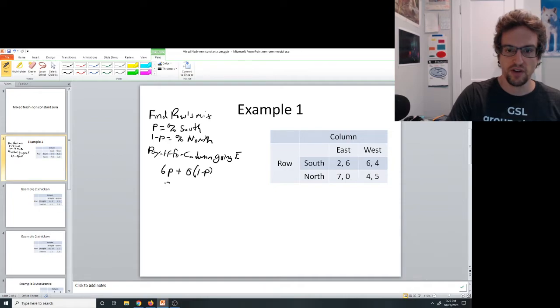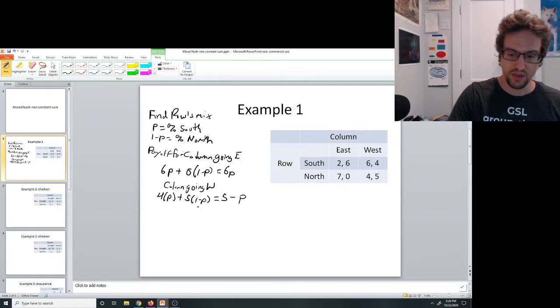And for column going west, it's going to be 4 times p plus 5 times 1 minus p. We set those two equal to each other. This comes out to be just 6p, which is nice, and this one comes out to be 5 minus p. So 6p equals 5 minus p, 7p equals 5, P equals 5 sevenths.